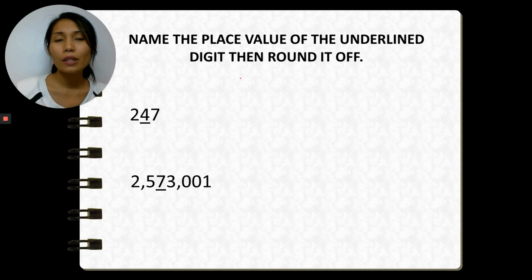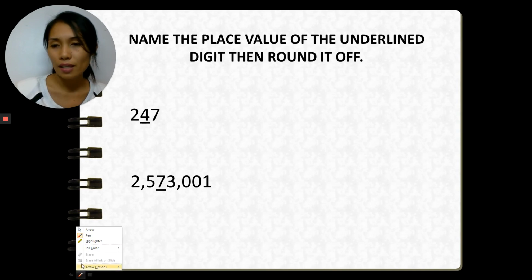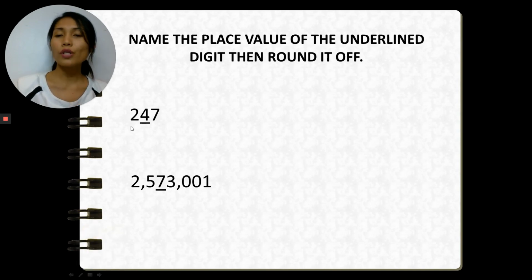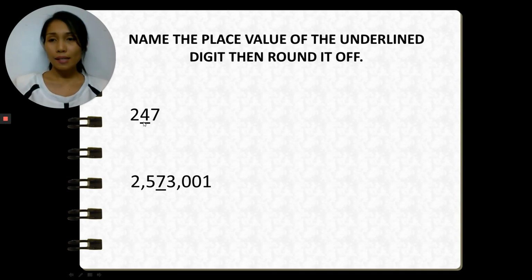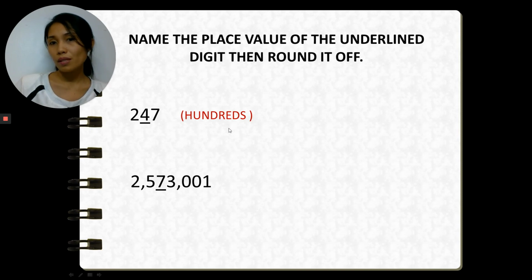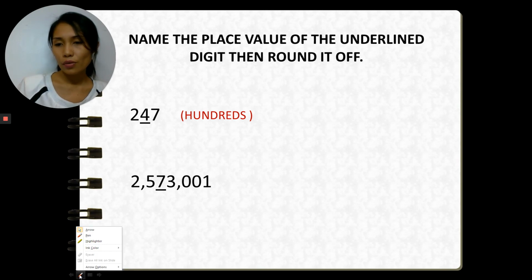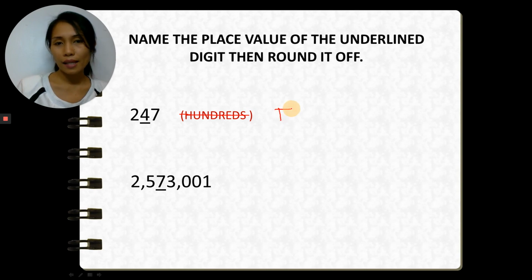Okay, let's see if we can answer this one. Name the place value of the underlined digit and round it up. Right. So the first one here, what place value is the underlined number? The place value of this underlined number is hundreds. Oops, is it hundreds? No, it's not hundreds. Okay, so that's wrong. I need to erase that. That's wrong. It's tens. So since that is tens, the value of 4 here is 40.